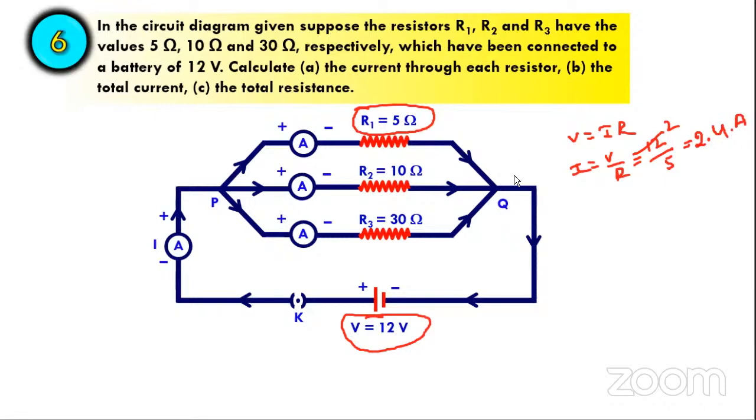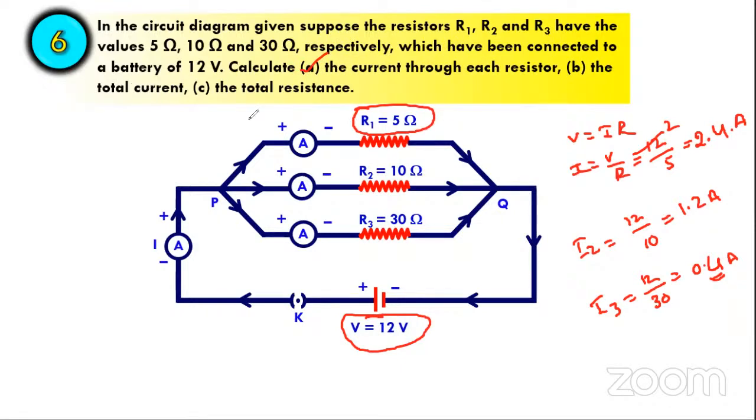Is it right? Then the second resistor, again I2. V is 12, R is 10, that is equal to 1.2 amps. Third resistor, I3. V is 12, R is 30. How much is it? 0.4 amps. These are the 3 currents. First bit is over. Second bit, the total current.